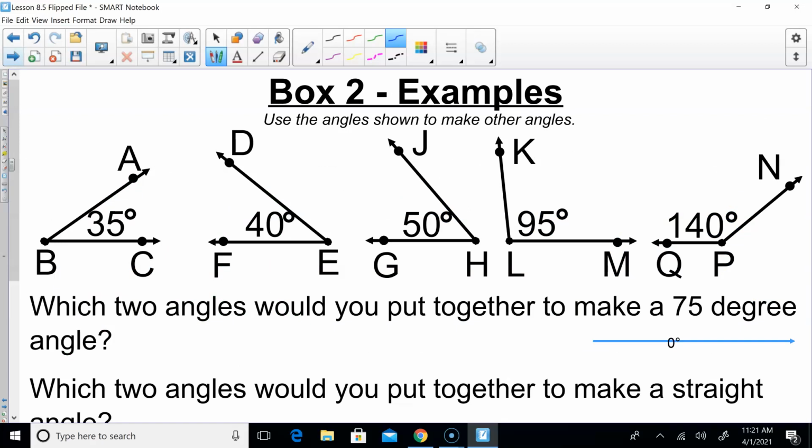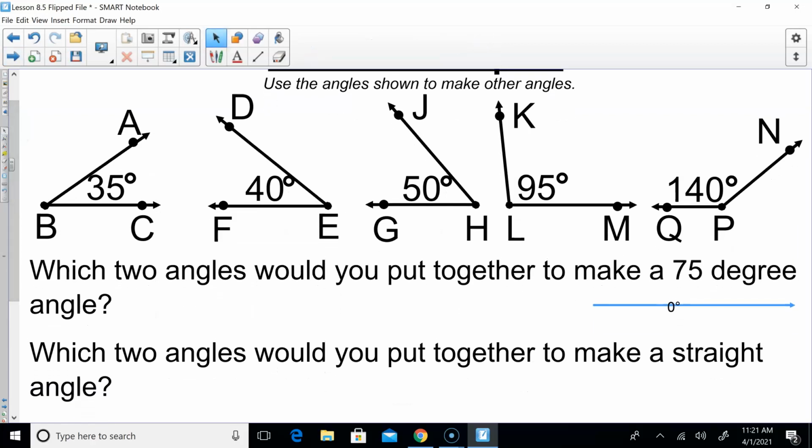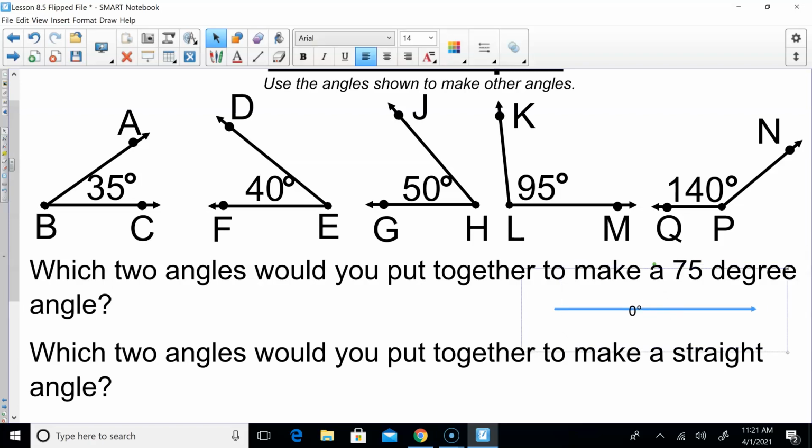On our next screen, a fun little thing. It says use the angle shown to make other angles. So now we're going to have a variety of angles right here. I also have this, which I don't know. Actually, I know where it's from. I'm going to get rid of that so it doesn't distract us. This is part of the tools for the compass or the protractor. But now we don't need a protractor because they have them already labeled for us.